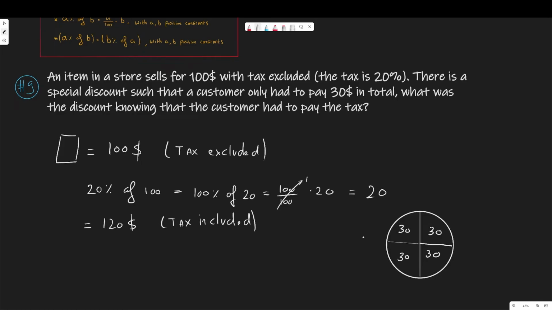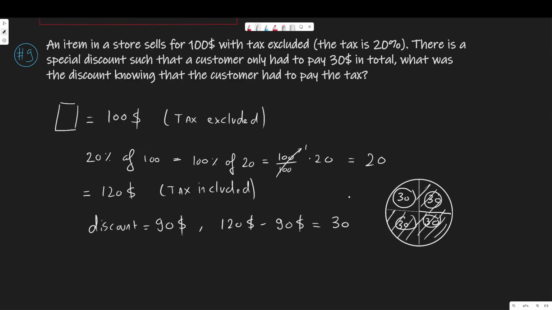So this is the total amount of the object, and now they say that they only had to pay $30. So this means that $90, this right here, and this right here is our discount, so that will add up to 90 because 30 plus 30 plus 30 is equal to 90. So our discount is equal to $90 because $120 minus the discount is equal to 30.